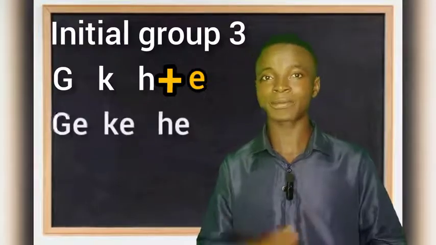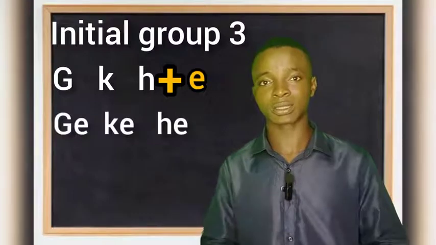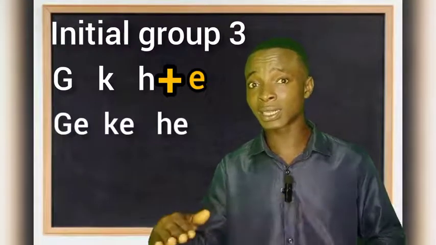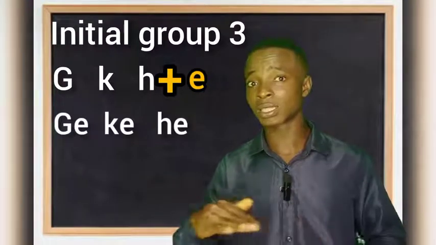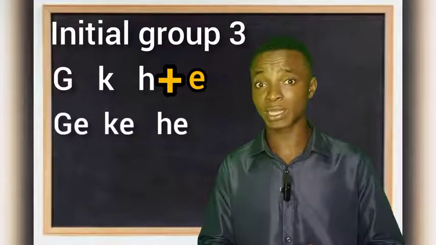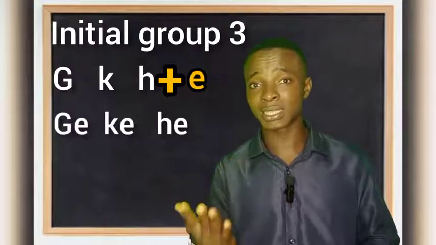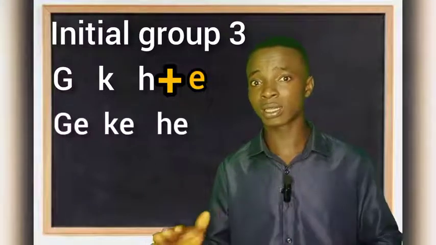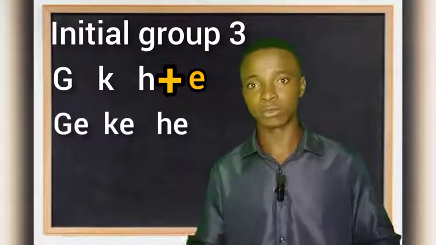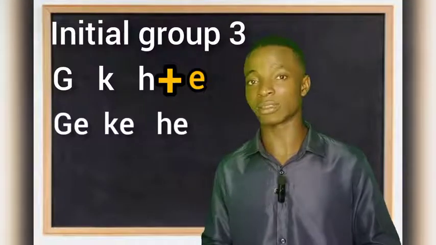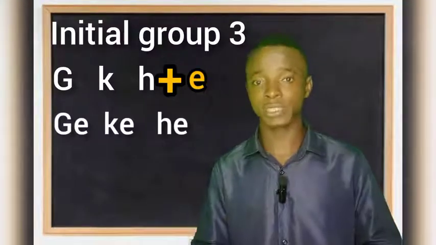Now, let's do a quick review. Follow up. G, k, h. Repeat after me. G, k, h. Beautiful. Today, we've already learned how to pronounce the third group of Chinese initials.